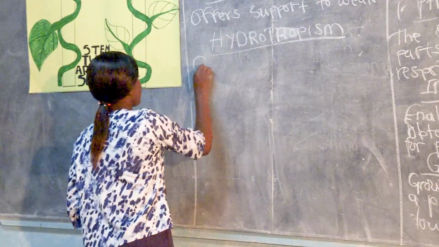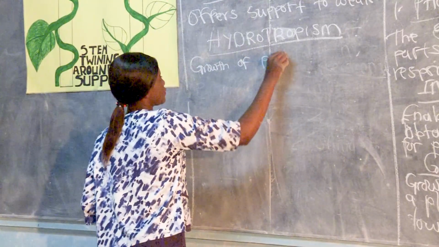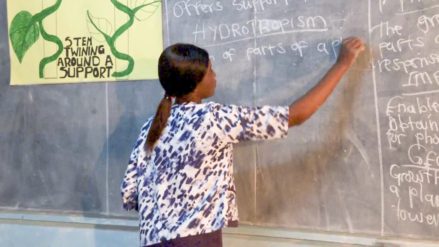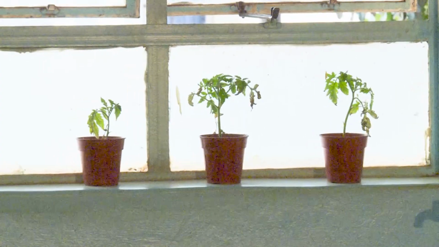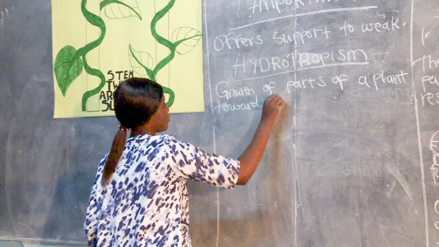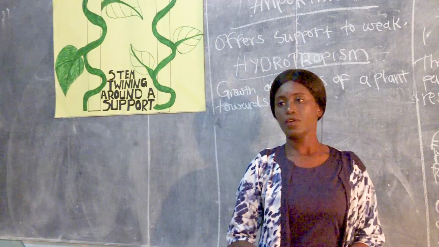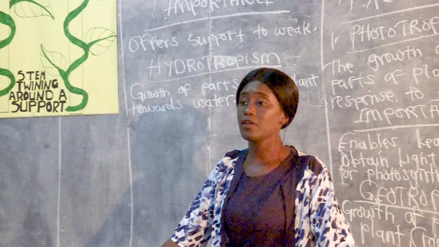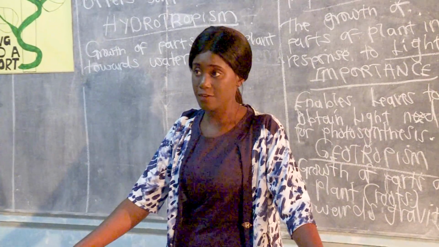Okay, so this is the growth of parts of a plant, not the whole plant, isn't it? Towards water. Okay, so this hydrotropism is very important because it enables the plant to obtain water at the end of the day.